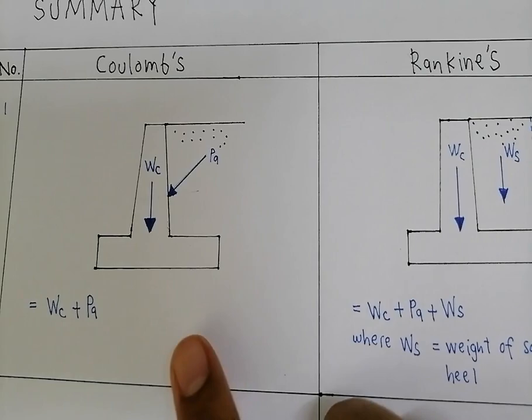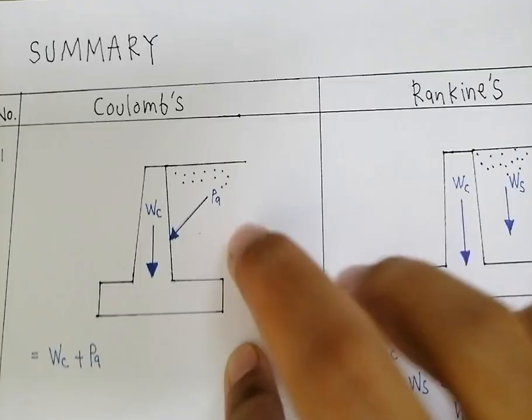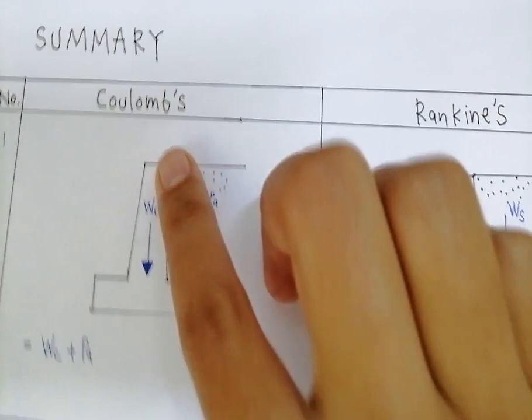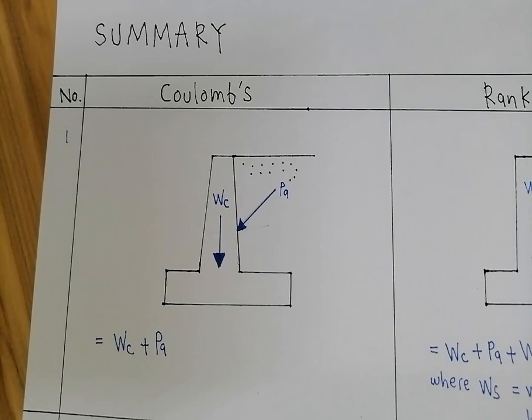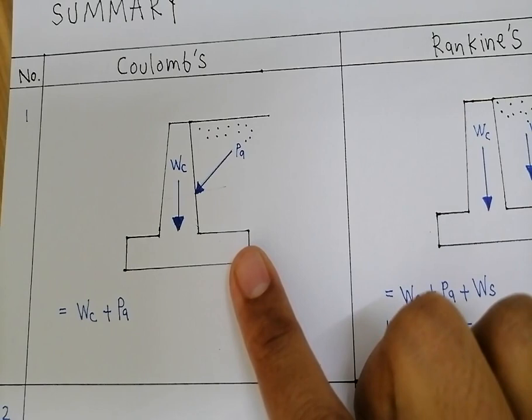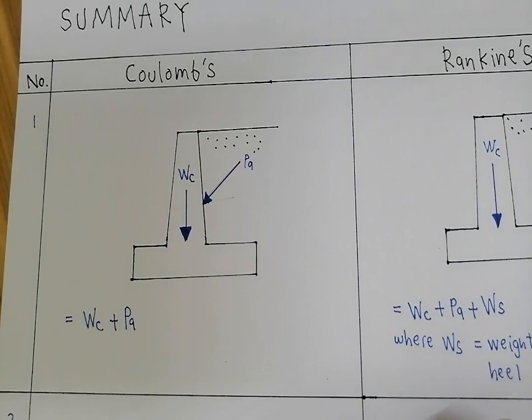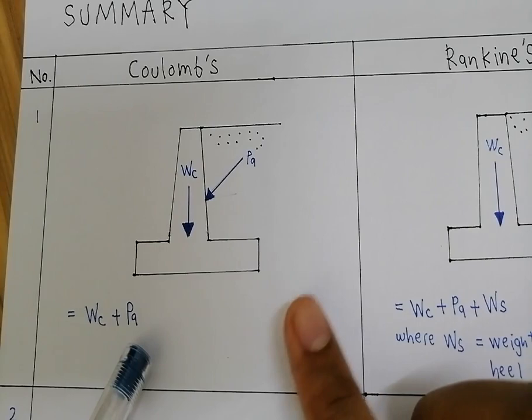So I divided it into two main columns, one for Coulomb's theory, and the second one for Rankine. The difference number one: what's the difference between the two? So for Coulomb, when you want to check the stability, you just have to calculate the PA and the weight of concrete only. It is only PA and weight of concrete. So WC is weight of concrete, PA is your resultant force. That's for Coulomb, the one that we did in the previous lecture session.